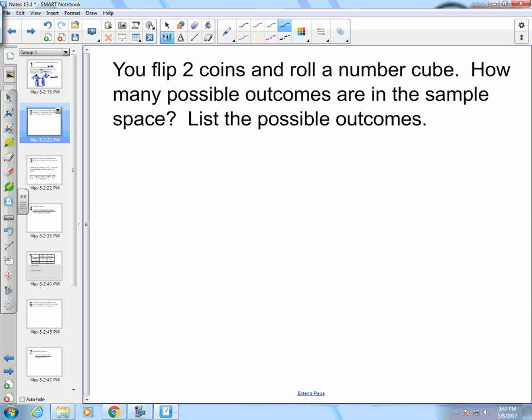On this next part, you're going to flip two coins and roll a number cube. Again, this is going to be a six-sided number cube. It probably would be easiest for us to first write down the numbers that are on the number cube, and then we start thinking about the coins. The coins, I could have heads and heads, heads and tails, tails and heads, or tails and tails.